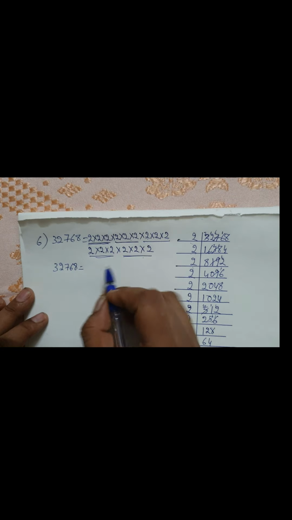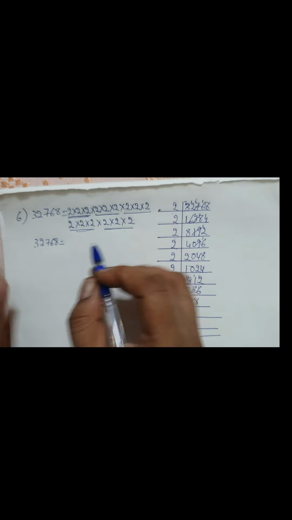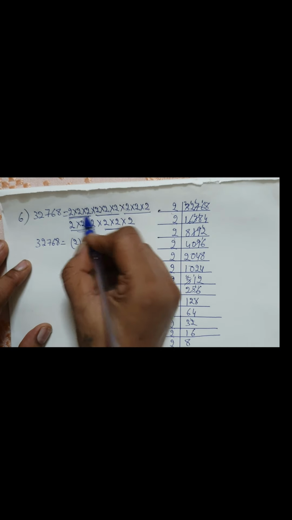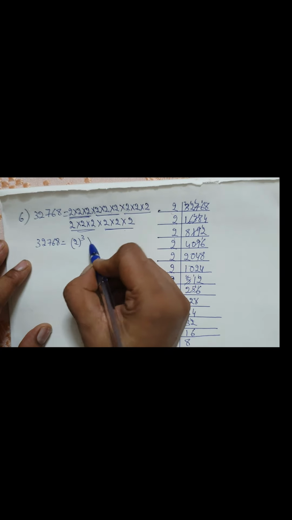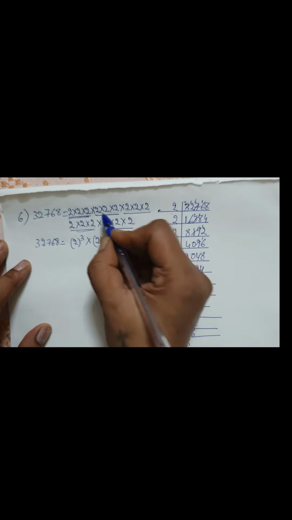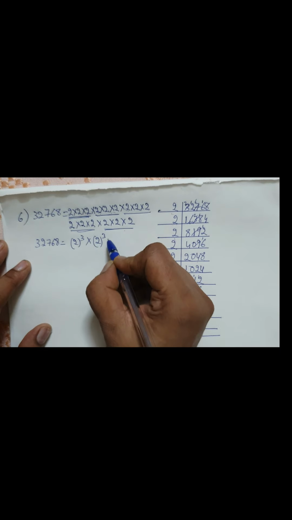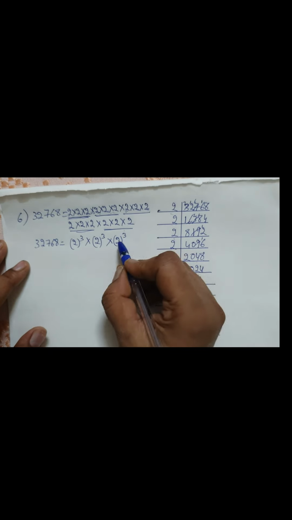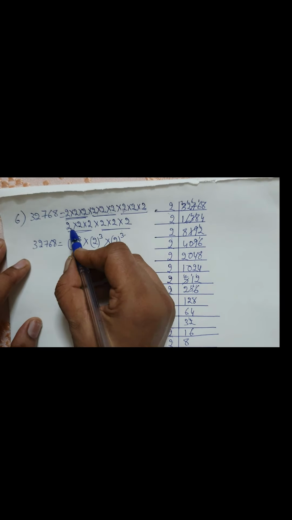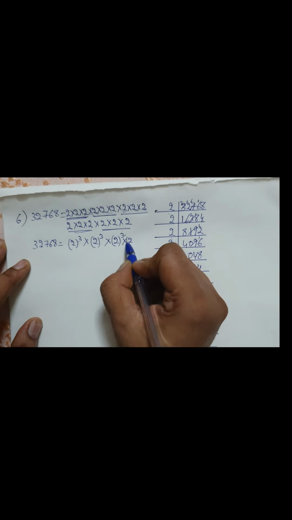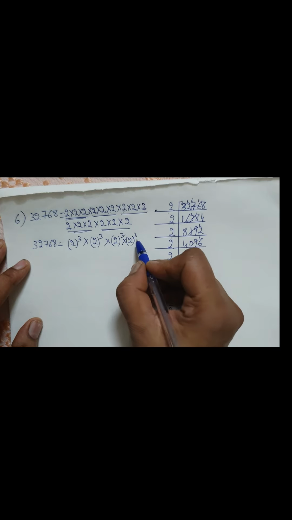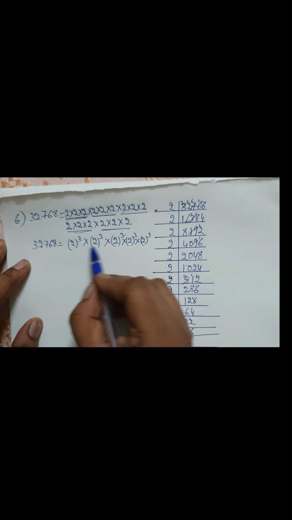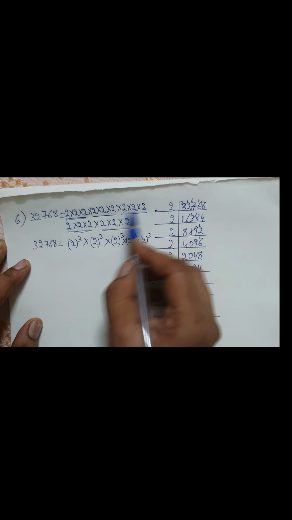32,768 is equal to, we will write this first 2 here, and we'll put the cube sign. Multiply by, again this 2 we will take here, put the bracket, 1, 2, 3. So 2 cube. Multiply by, again this 2 here, put the bracket, 1, 2, 3. So 2 cube. Again multiply by 2, 1, 2, 3. So we got 5 groups. 1, 2, 3, 4, 5.